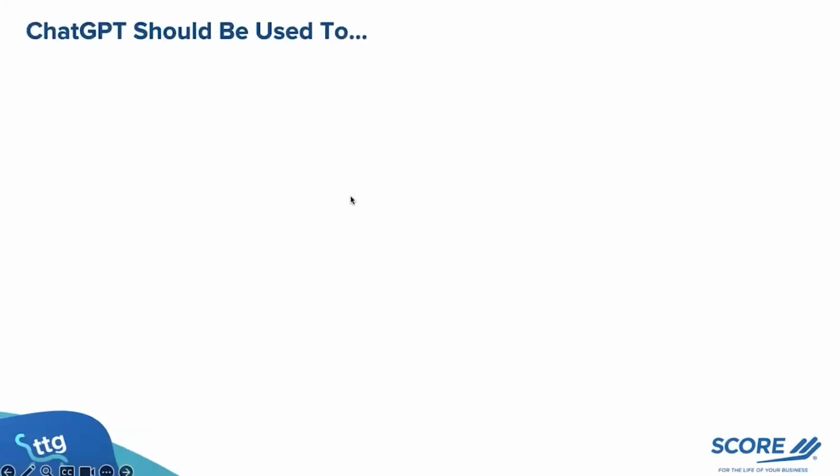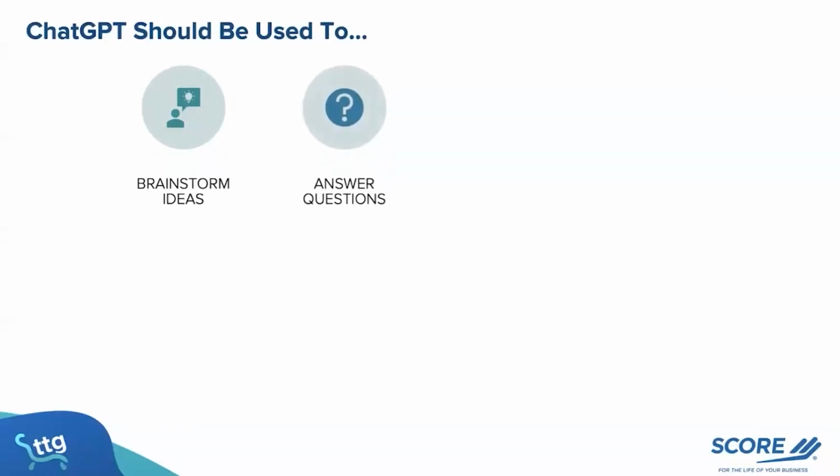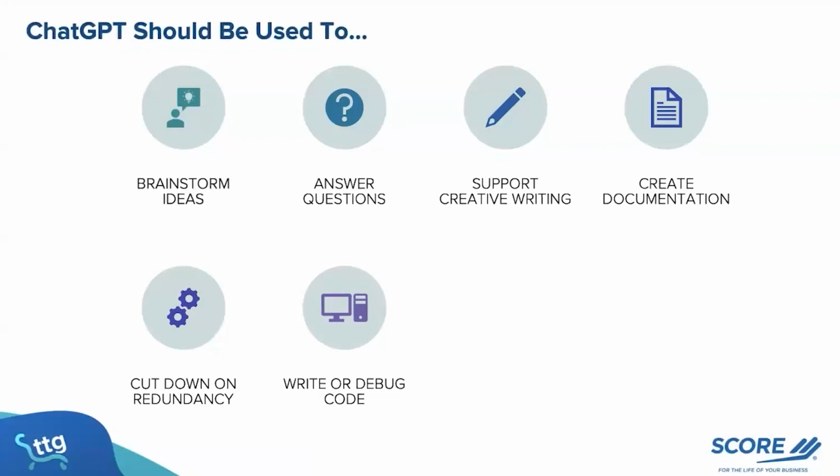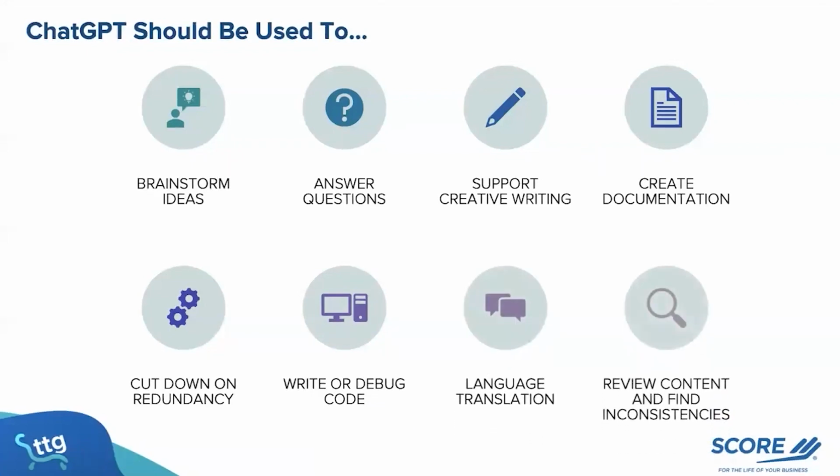So ChatGPT should be used to do the following things: brainstorm ideas, answer questions, and I put a little asterisk with that one for a bit, right? Because we do need to understand what that means. Support some creative writing, create documentation, cut down on redundancy, write or debug code, language translation, and then review content and find inconsistencies. And I'm going to show a couple of examples of this.